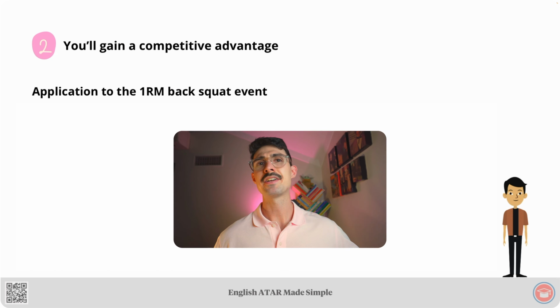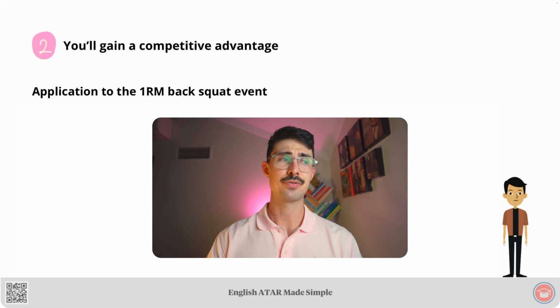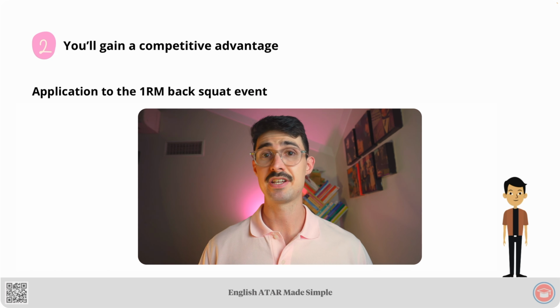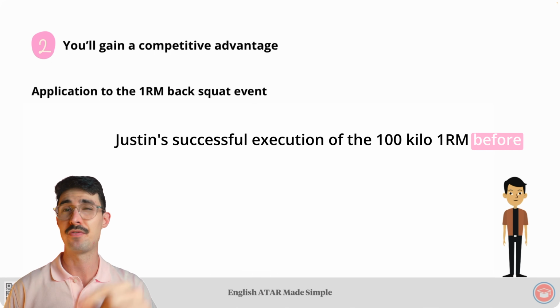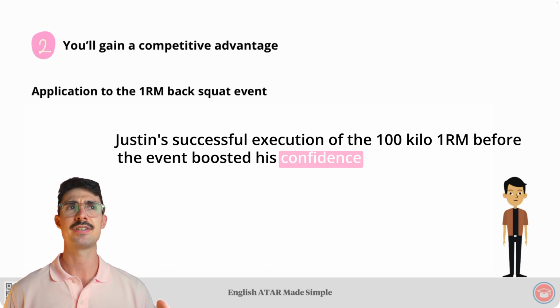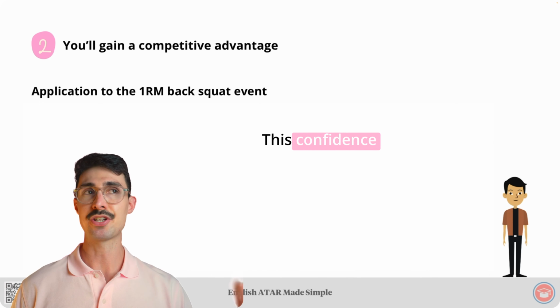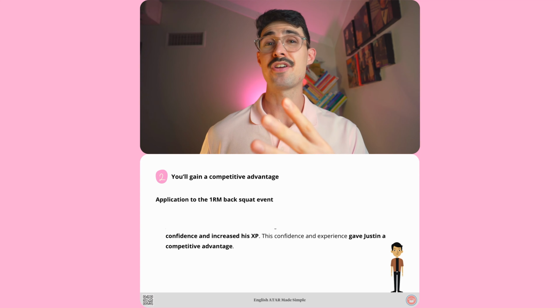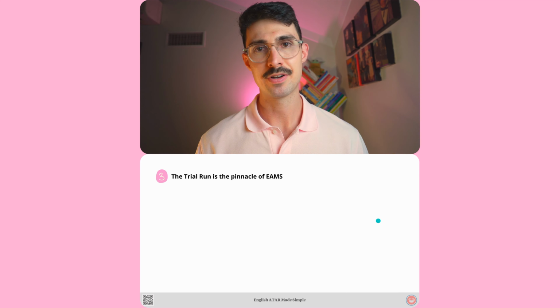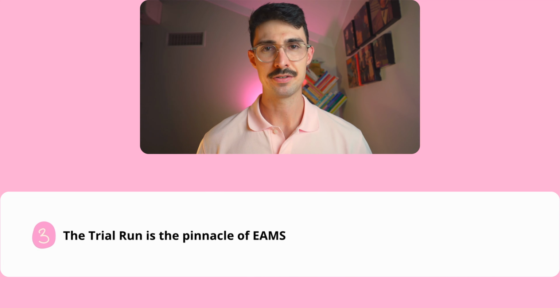How does this competitive advantage relate to the analogy about Justin and Steve? Justin's successful execution of the 100 kilo 1RM before the event boosted his confidence, and increased his XP. This confidence and experience gave Justin a competitive advantage. Our third reason why you need to do the trial run, it is the pinnacle of English ATAR Made Simple.